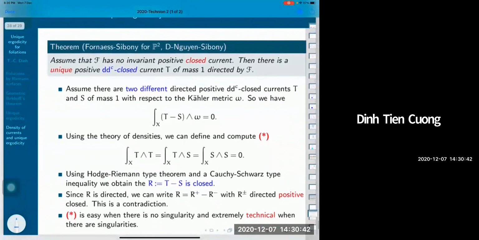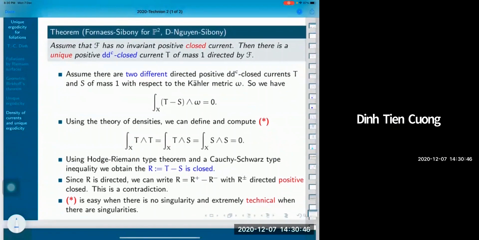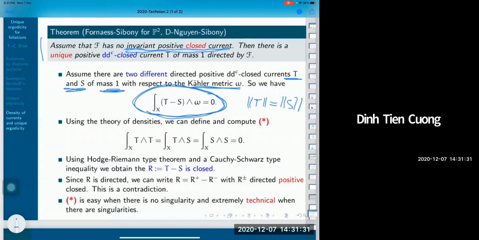So let me finish by giving you a very rough idea of the proof. I come back to the theorem of unique ergodicity. Assume that there is no invariant closed current. Then I want to show that there is a unique harmonic current. So I assume that there are two, T and S of mass 1. I fix a Kaehler metric omega on the surface. Because T and S have the same mass, it's equivalent to say that you have one equation coming from the mass: the mass of T is equal to the mass of S. So we have the integral of T minus S with omega is equal to 0.